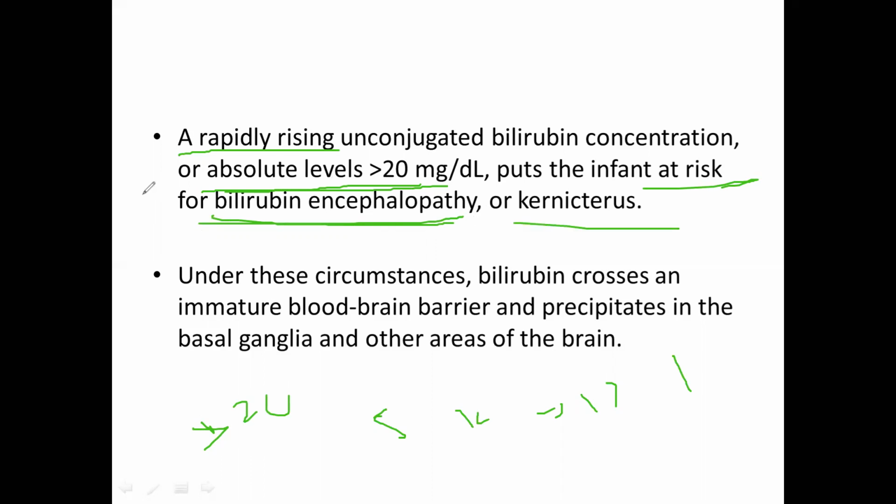So under these conditions, what will happen? Bilirubin will cross the immature blood brain barrier. So in the neonate, the liver is undeveloped, the gut flora is also undeveloped, and the blood brain barrier is also undeveloped, which means immature. So because of this, what is happening here?